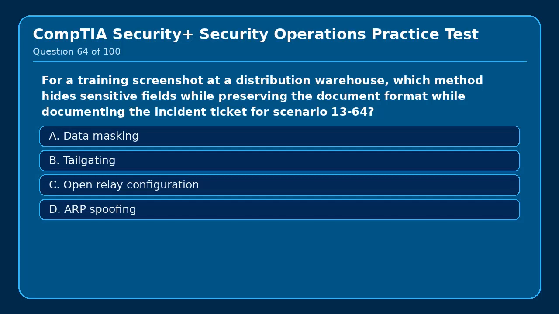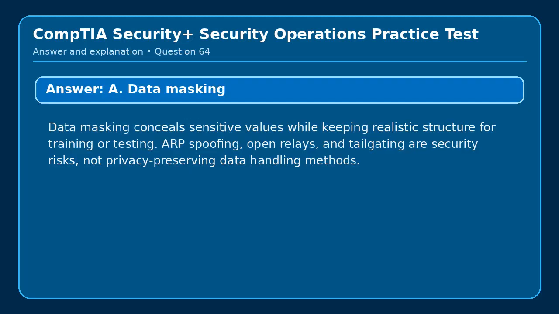Question 66. A user at a payment processor receives an email urging immediate password verification through a lookalike login page. Which attack is most likely before the production rollout for scenario 13 to 66? A. Bluejacking. B. Smurf attack. C. Phishing. D. Port scanning. Take a moment to choose your answer.